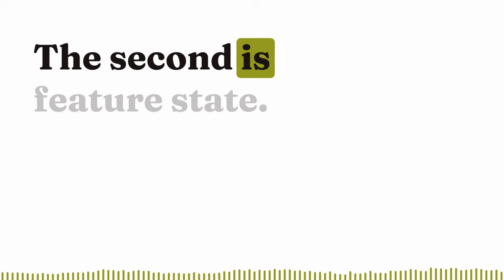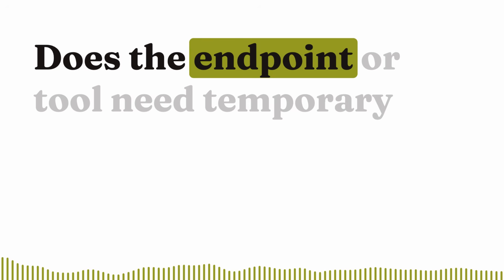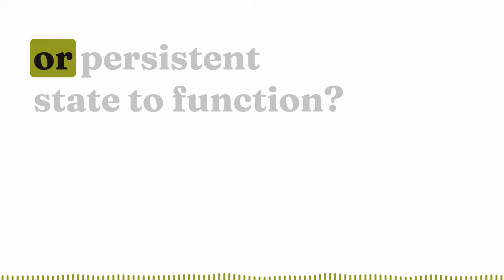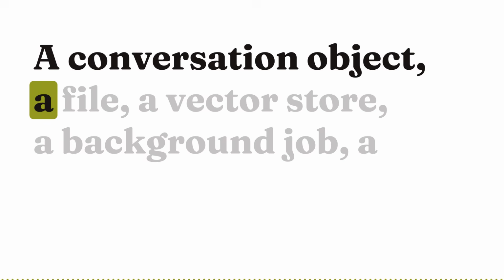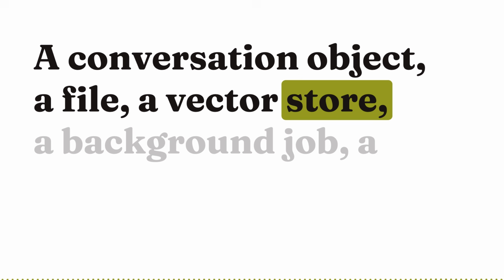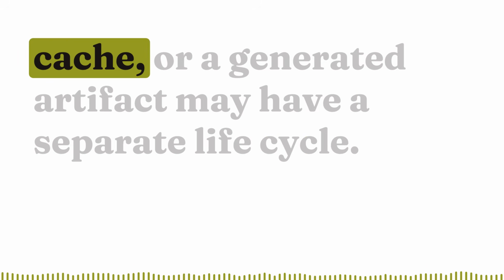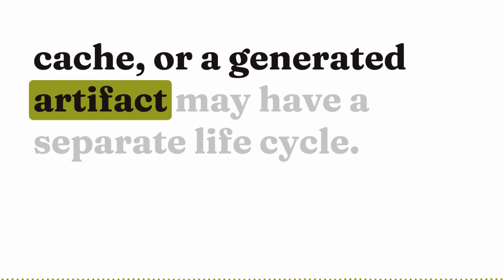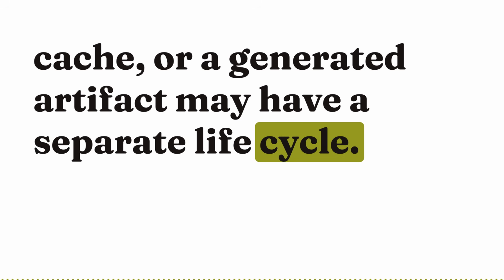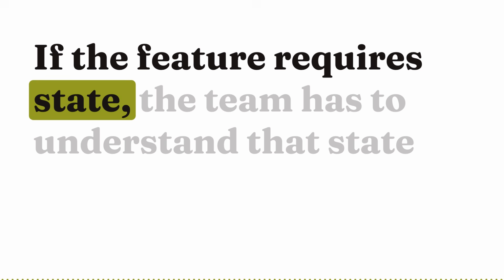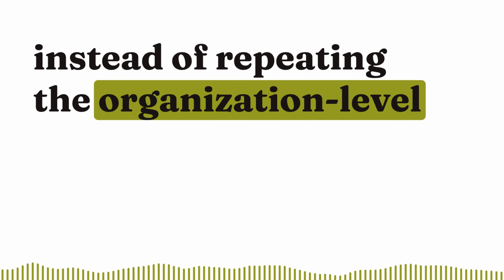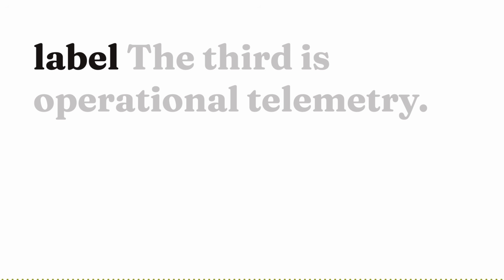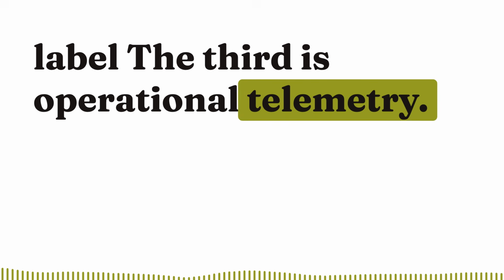The second is feature state. Does the endpoint or tool need temporary or persistent state to function? A conversation object, a file, a vector store, a background job, a cache, or a generated artifact may have a separate lifecycle. If the feature requires state, the team has to understand that state instead of repeating the organization level label.